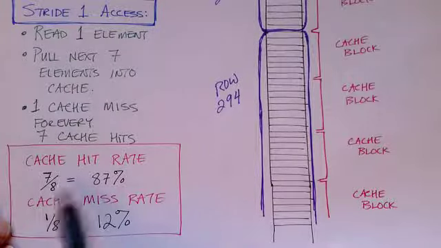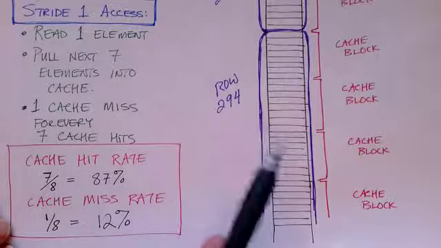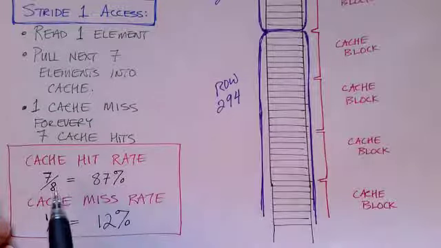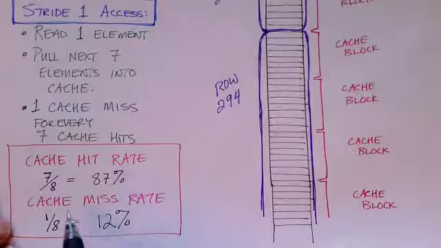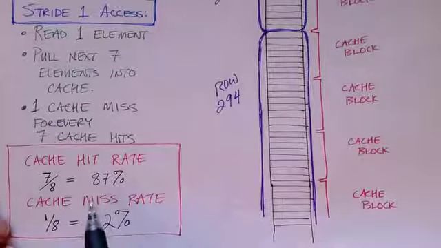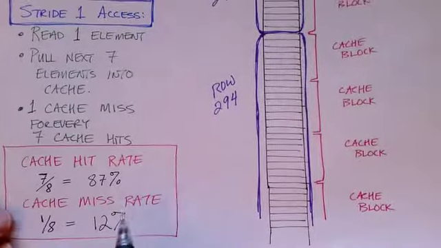So in this case, just looking at what it's doing to the array, we see that it has a cache hit rate of 7 out of 8. Okay, that's about 87.5%. The cache miss rate, and unfortunately this thing misses 1 out of 8 times, or 12.5%. So you can see that this is a pretty good, well-behaved program.